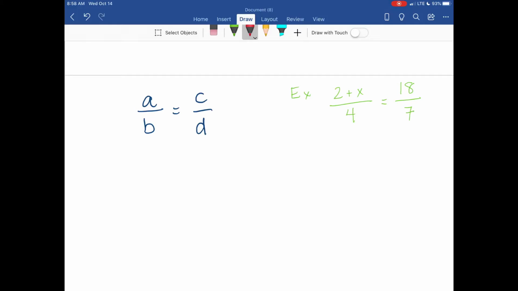A proportion is where we have one fraction, a over b, referred to as a ratio, equal to another fraction, c over d. So to the right, we have an example where I have one fraction on the left side equal to one fraction on the right. And what's nice about proportions is that we can always clean them up so that we can solve and completely clear out the fractions altogether.